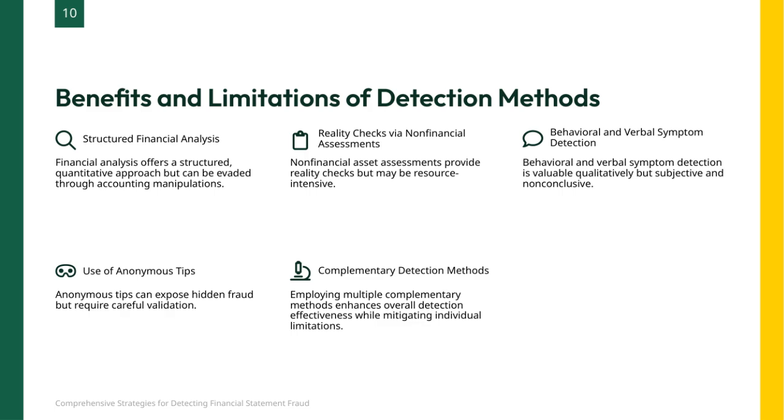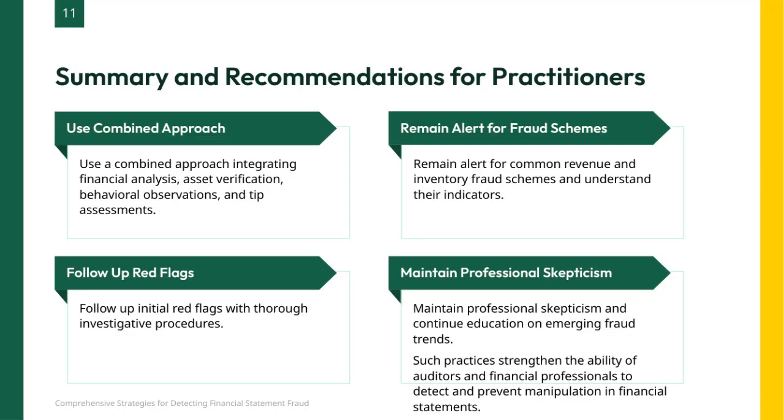Anonymous tips can be a powerful tool to uncover hidden issues that might otherwise go unnoticed, though it's crucial to carefully validate these leads before taking action. Ultimately, no single method is perfect, so combining multiple complementary approaches helps improve detection accuracy and minimizes the weaknesses of each individual method.